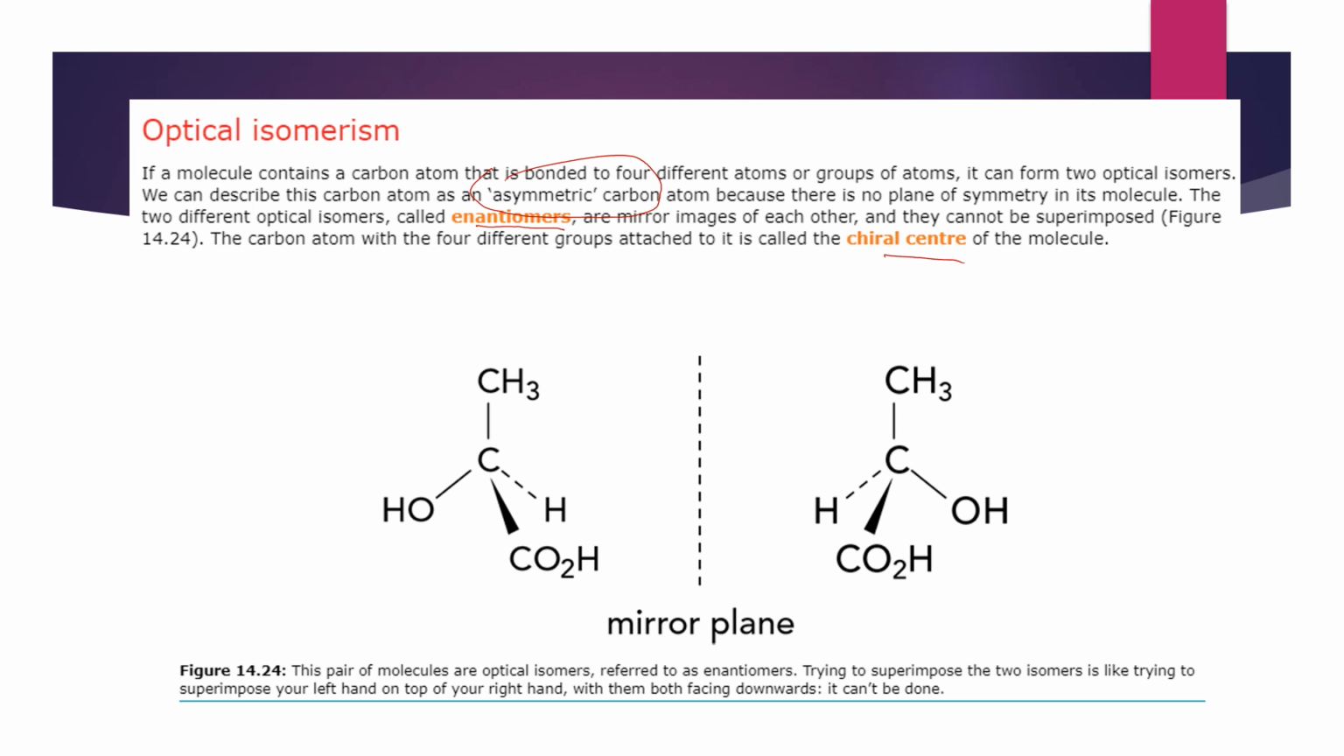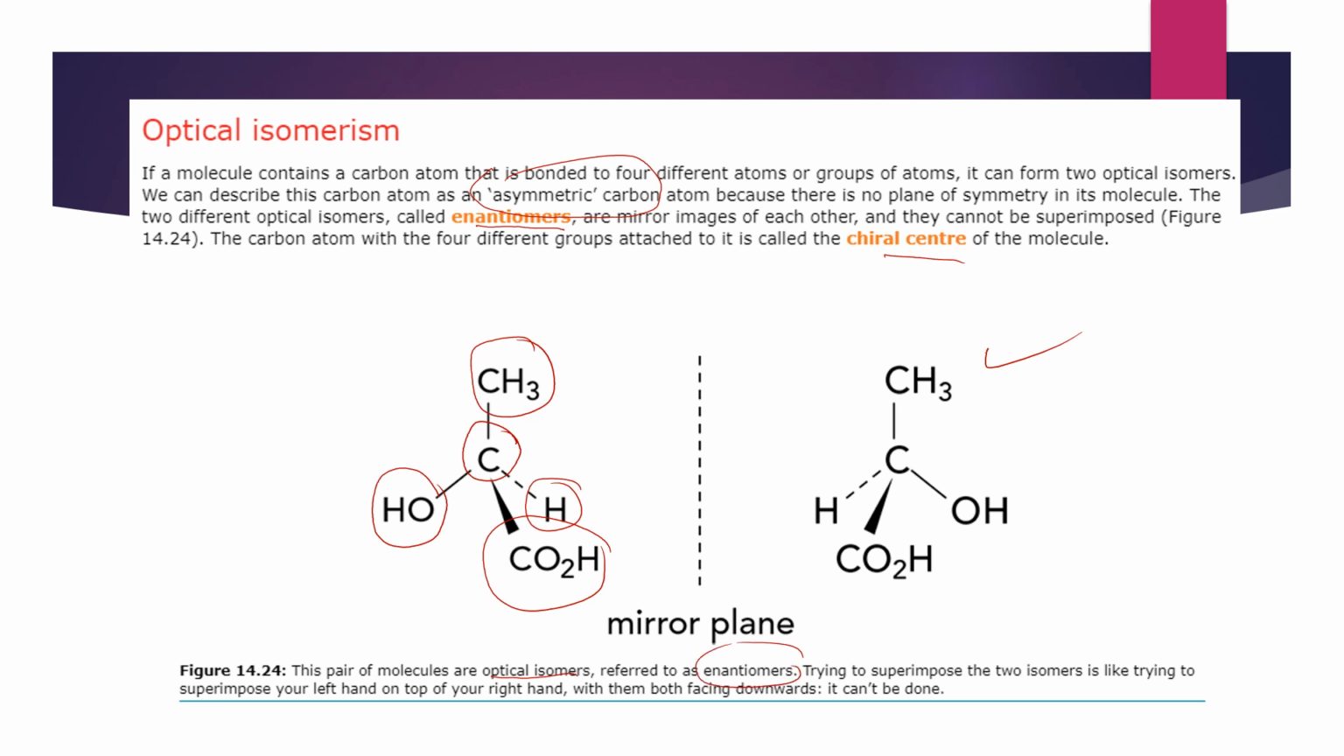Here we have 1 carbon atom as the chiral center. This carbon atom is attached to 4 atoms or different groups of atoms. First OH, the second methyl, hydrogen, and carboxylate. The same as this. This pair of molecules are optical isomers, referred to as enantiomers.